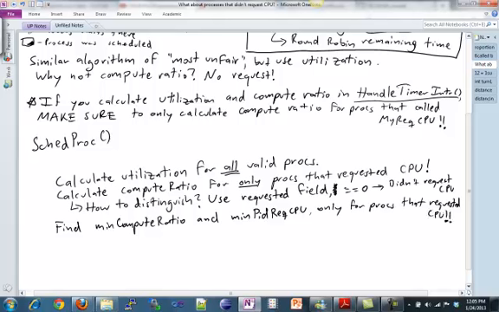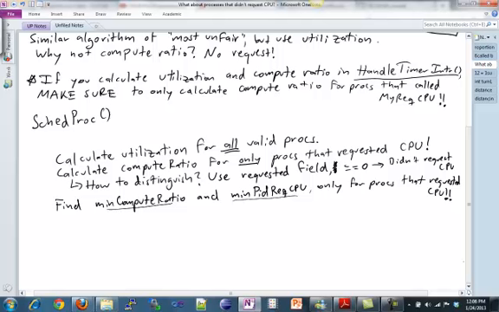Okay? So I want to find what the minimum compute ratio is between those processes and who it belongs to. Cool. Once I've done that, I want to find, and remember this is the notion of the most unfair, out of processes that requested CPU.